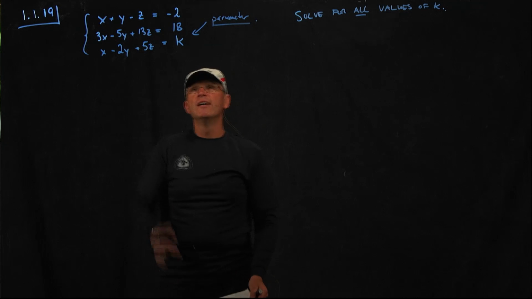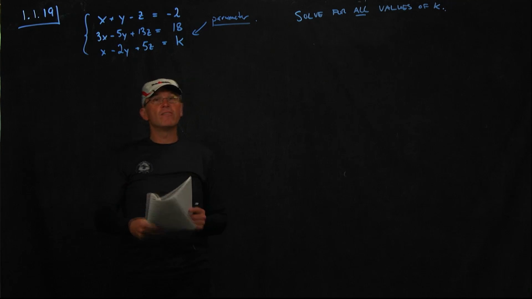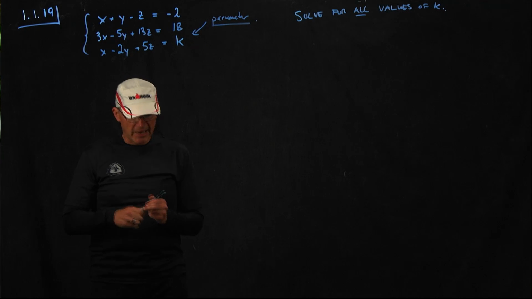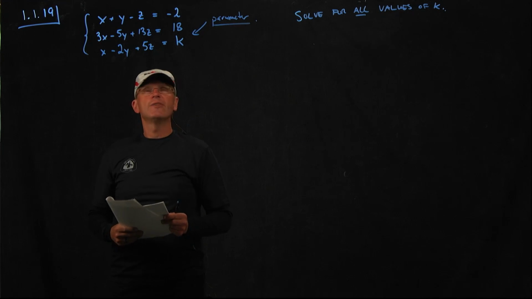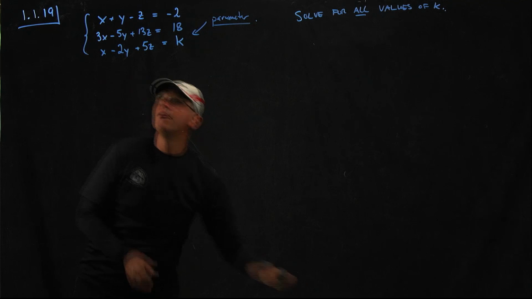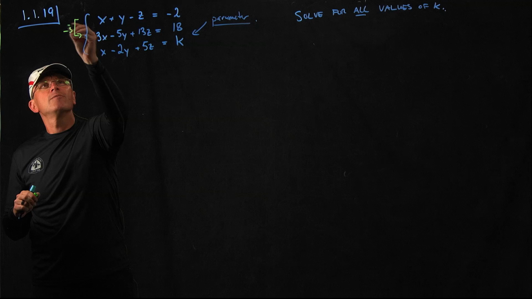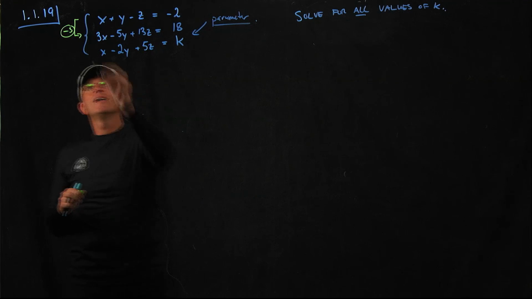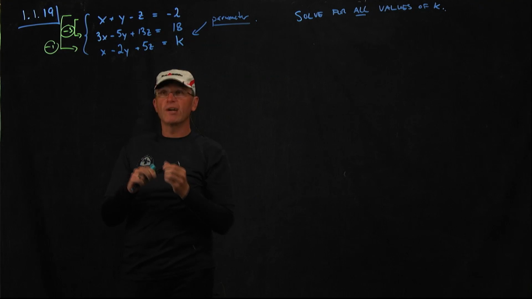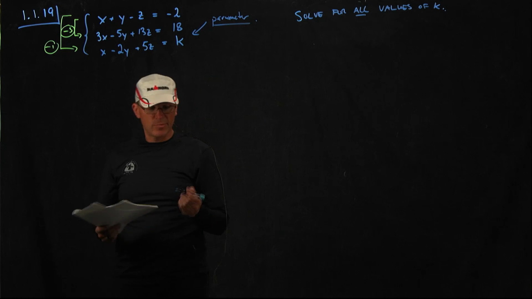So for now, we're just thinking of k as a representative for some value. And we just go ahead with our usual tactics and try to separate the variables, right? So we want to take 3 times the first equation, subtract from the second, and 1 times the first equation, subtract from the third, to get rid of the x's. All right, then you see what happens.